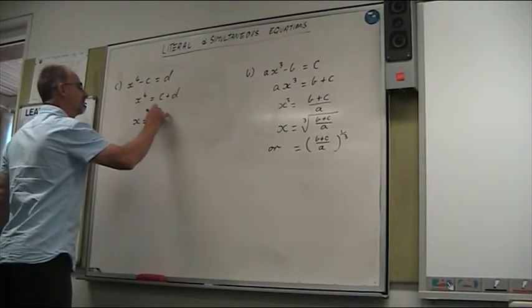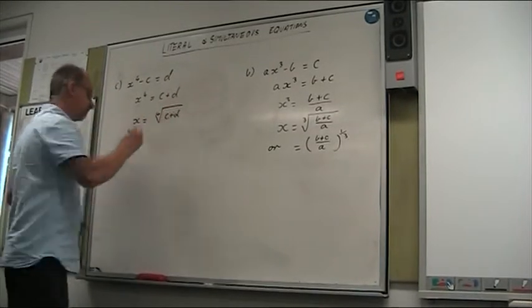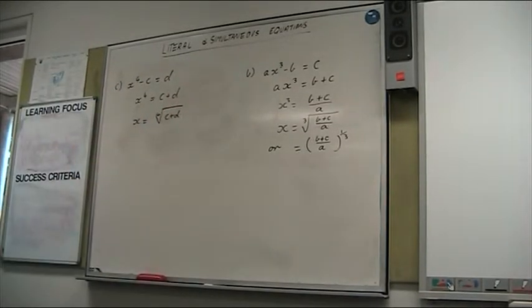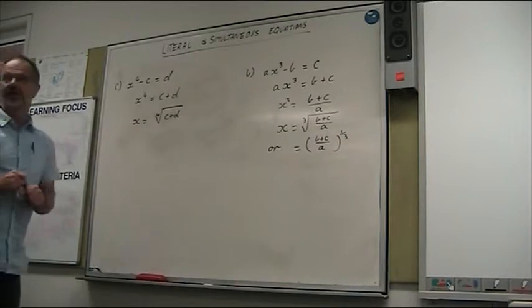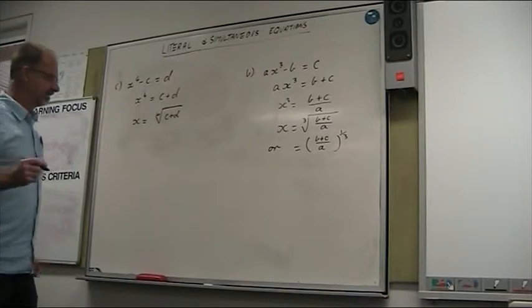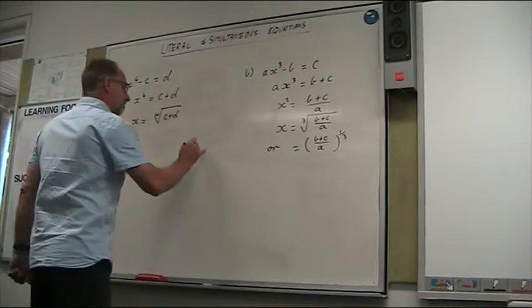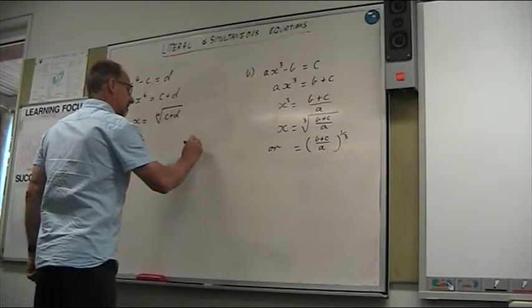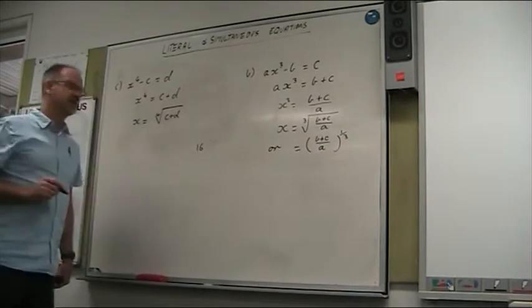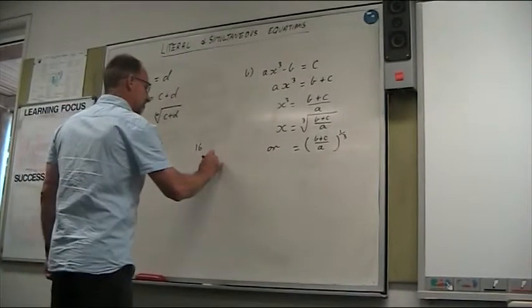Now, there is something else for even roots that you need to keep in mind. Anyone tell me what that is? You can't root a negative. Yeah, it can't be a negative, correct. What about the number 16? That's a good number. It's 4 squared.